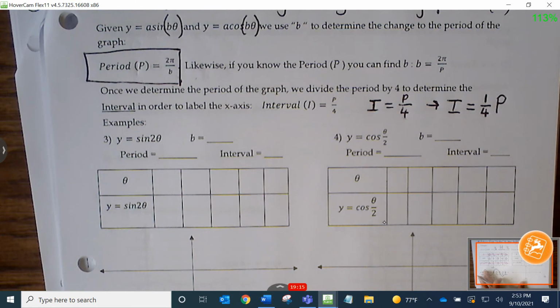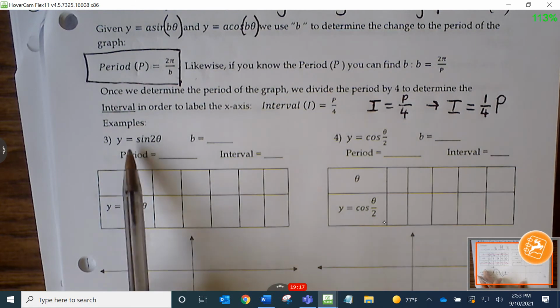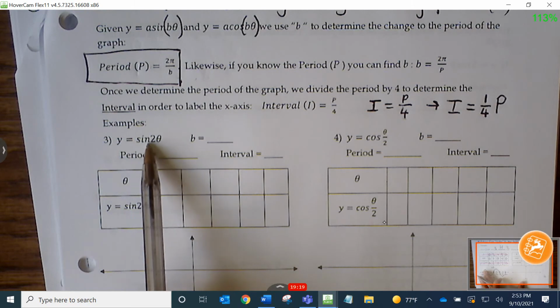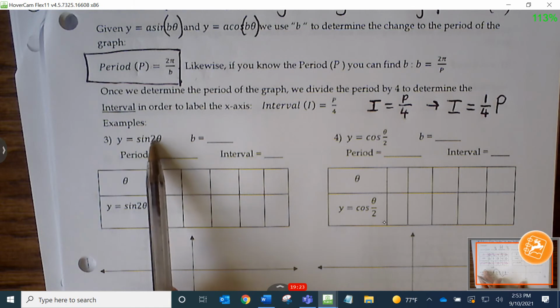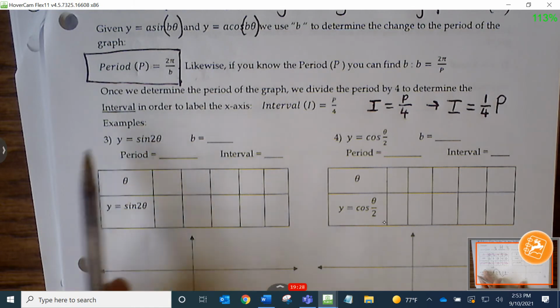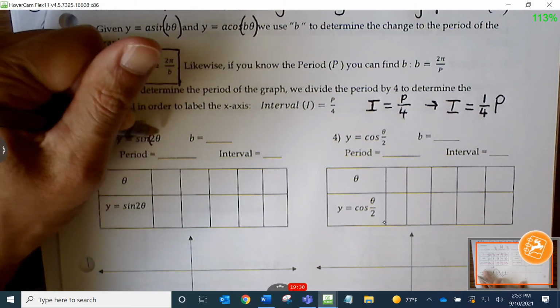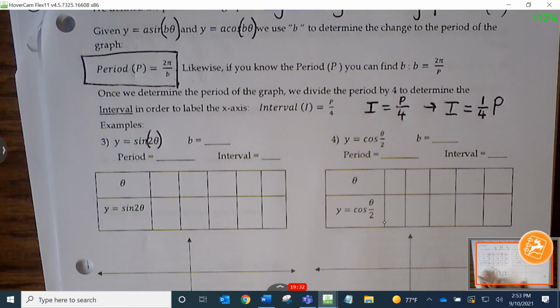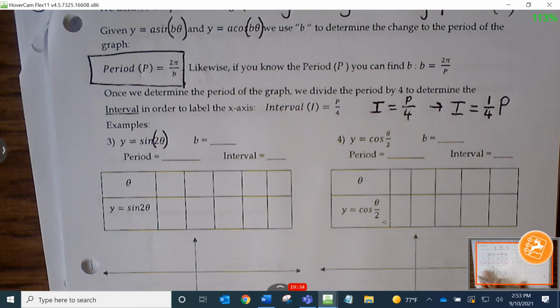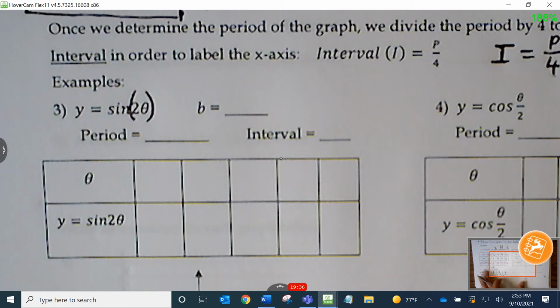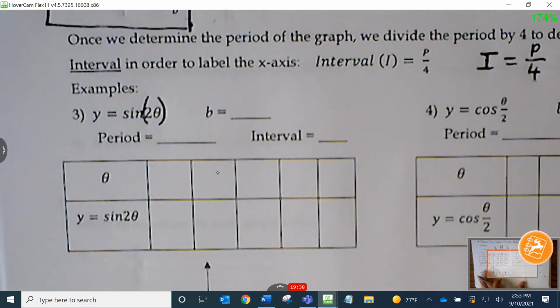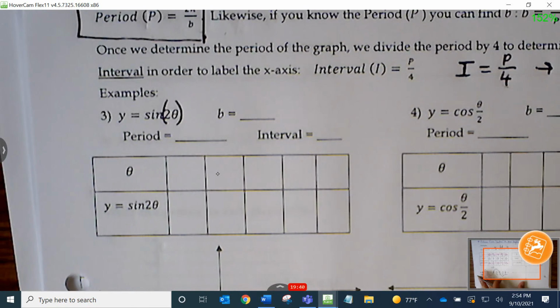All right, so let's look at some examples here. y equals sine of 2 theta. So this is no longer y equals sine of theta. That 2 is going to impact the length of our cycle. No longer going to be 2 pi. So let's put a parentheses around it as a reminder that the 2 theta is clearly inside the sine function. Okay. All right, what's our b value here? 2, right?